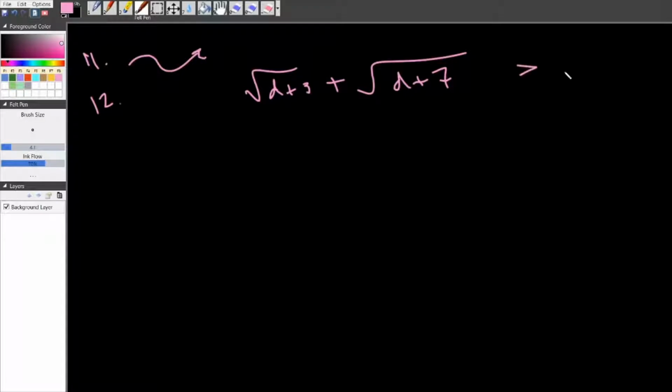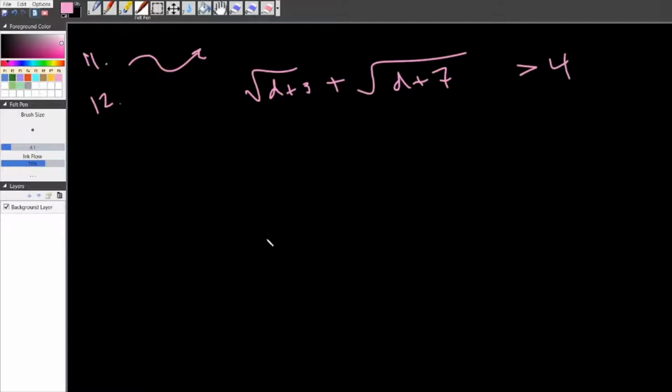So let's take a look. First of all, let me pull up my worksheet. So let's take a look at 11. Square root d plus 3 plus square root d plus 7 greater than 4.